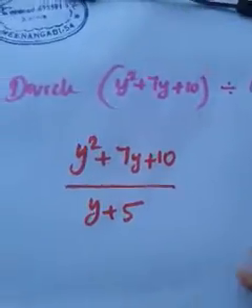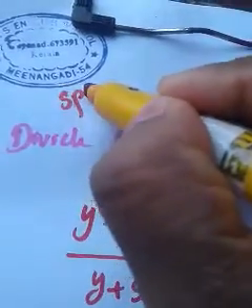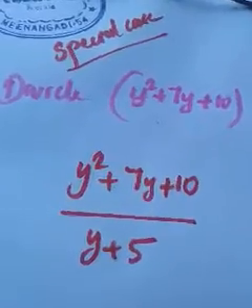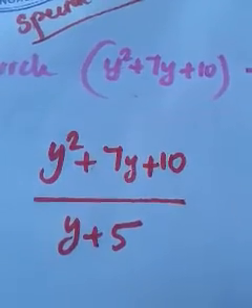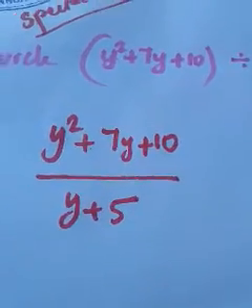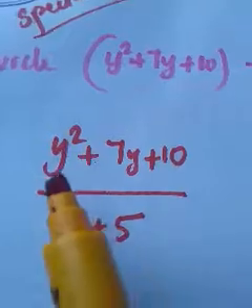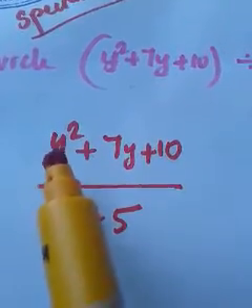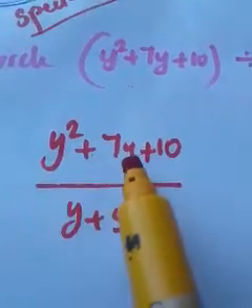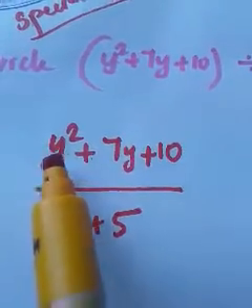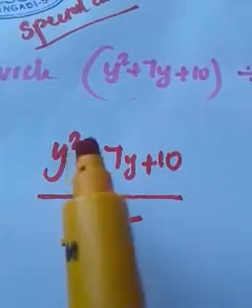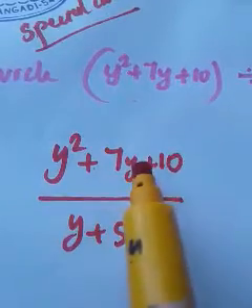This is a different kind of question. It is a little bit of a standard question, a special case. You just see this question. This is your numerator and this is your denominator. Can you identify any common term in the numerator? It is y square, 7y, 10. In the first two terms y is common, but can you see any common term for all three terms? No. There does not exist any common term for y square, 7y, 10.